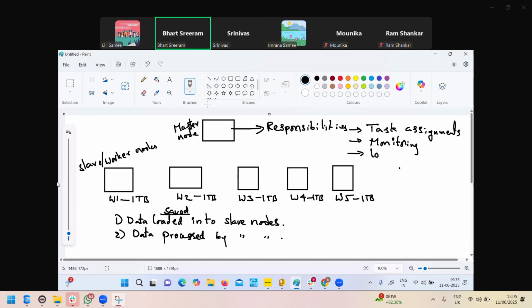And also load balancing. And also fault tolerance. Understand the point? Here monitoring means whether work is going properly or not will be checked, and also the health of the node will be monitored. If you want to assign any task to a person, first of all health should be good. Similarly for the machines, it checks the health of that machine.